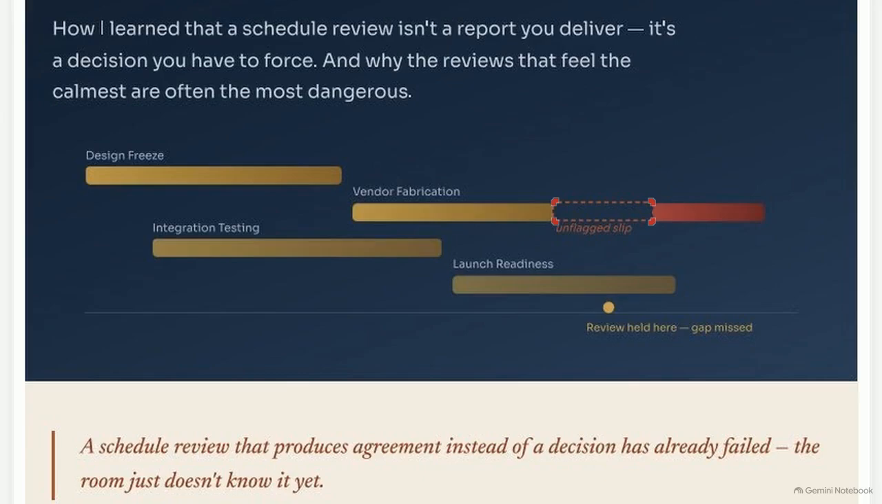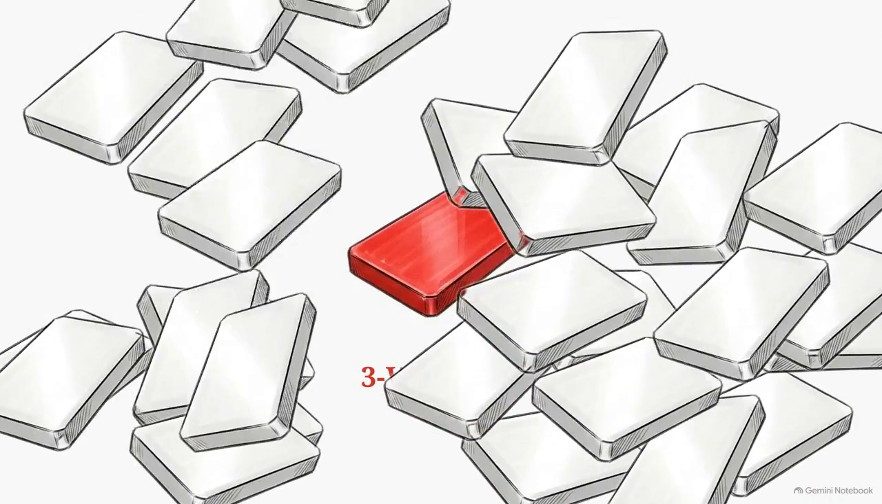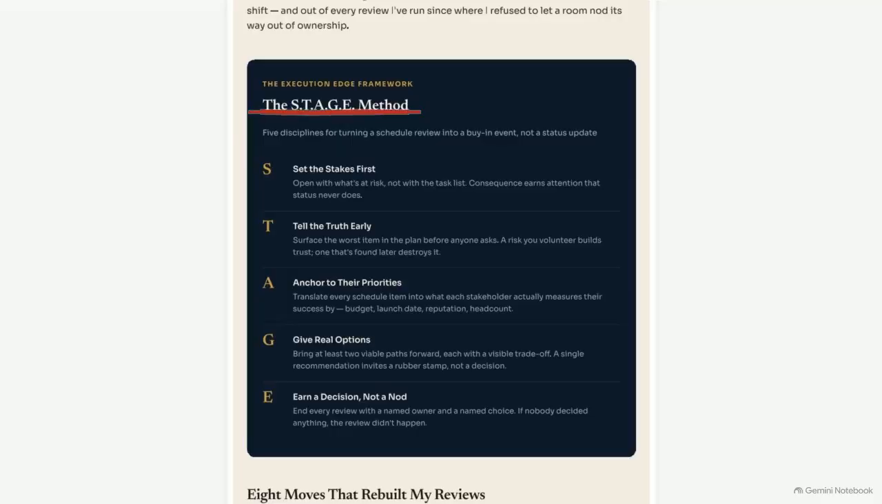By the time the review reached that red gap, the presenter had spent their 10-minute window talking through these yellow on-track tasks. The review was structured to passively inform the room, which meant the delay was buried under a wall of good news. To prevent this, we are going to use the S.T.A.G.E method.